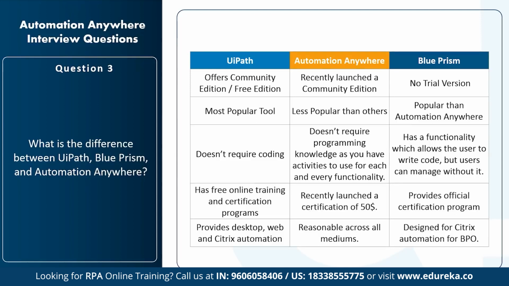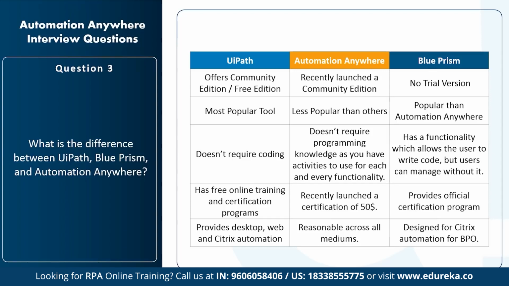And finally, coming to Blue Prism, it has a functionality which allows the user to write code, but yes, users can also manage without it. So coming to programming knowledge, all the three tools almost do not require programming knowledge, as each and every tool has its own functionality to cater to the needs. Coming to the training programs, UiPath has free online training and certification programs, Automation Anywhere has also recently launched a certification for $50, and Blue Prism also offers an official certification program. So all the three tools make sure that the users can learn, get certified in it, and upscale their careers.